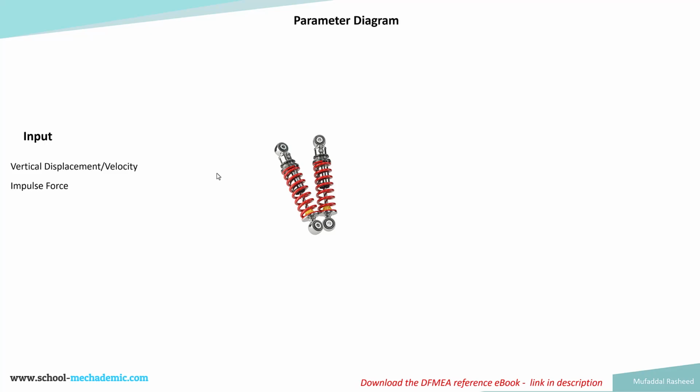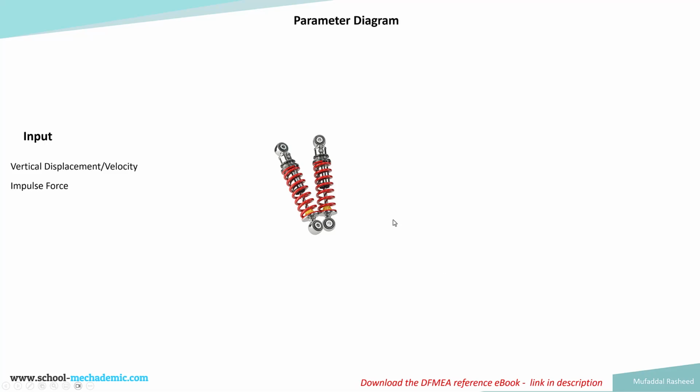Technically or functionally, the input to the shock absorber is the vertical displacement or velocity which is coming in from the control arm. So the control arm is connected to the wheel and the wheel is contacting the road. So as the road undulations are transferred to the wheel, that is transferred to the control arm and hence transferred to the shock absorber in terms of vertical displacement and velocity. And of course, there is a force which is associated, which is the impulse force which is acting on the shock absorber. So the force, the displacement and velocity are the input. Actually, the force and the velocity is the input and the displacement happens as a result. So these are the inputs.